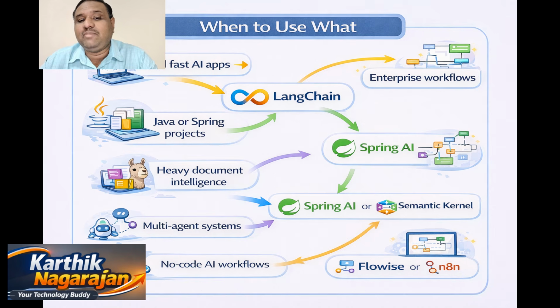Build fast AI apps: if you want to build fast AI apps, LangChain is the best thing. If you want Java or Spring Boot projects, Spring AI is the best. Heavy document intelligence, use LlamaIndex. Multi-agent systems, use AutoGen or CrewAI. Now, enterprise workflows, Spring AI or Semantic Kernel from Microsoft. No-code AI workflows, use Flowise or N8N. N8N is becoming so famous nowadays, and there are a lot of discussions going around it.